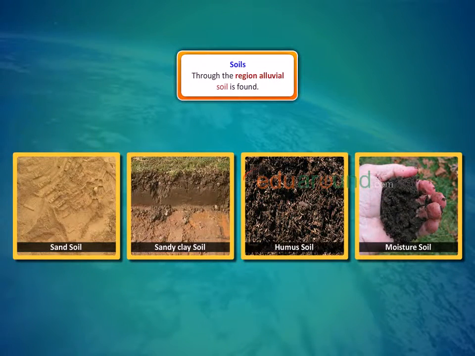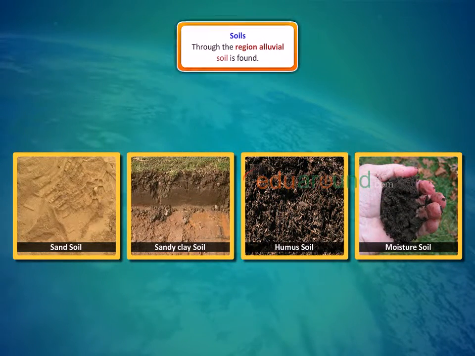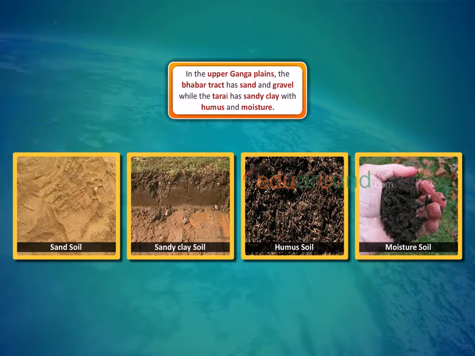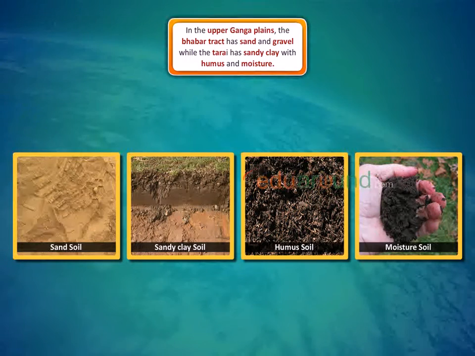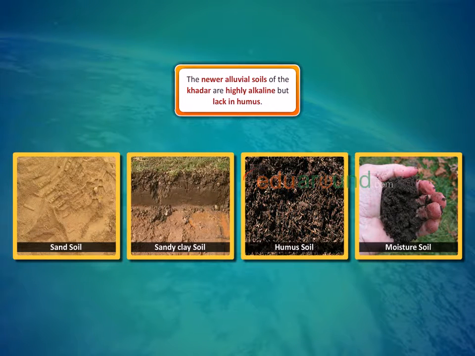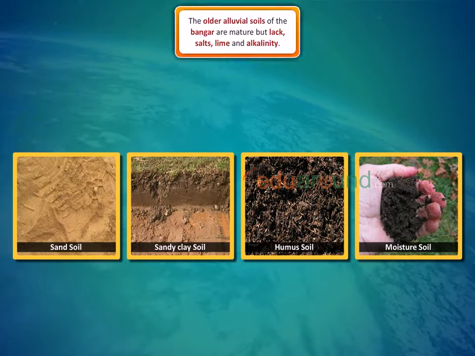Soils. Throughout the region, alluvial soil is found. In the Upper Ganga Plains, the Bhabar tract has sand and gravel, while the Tarai has sandy clay with humus and moisture. The newer alluvial soil of the Khadar is highly alkaline but lacks humus. The older alluvial soils of the Bangar are mature but lack salts, lime, and alkalinity.